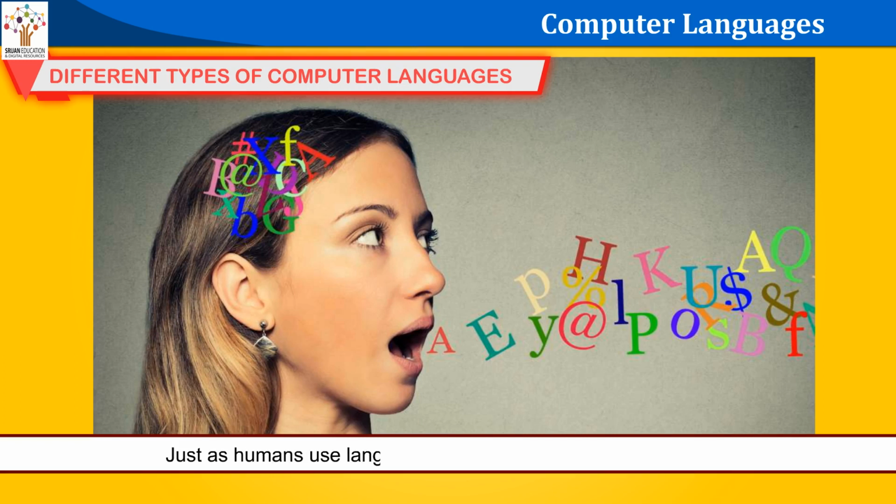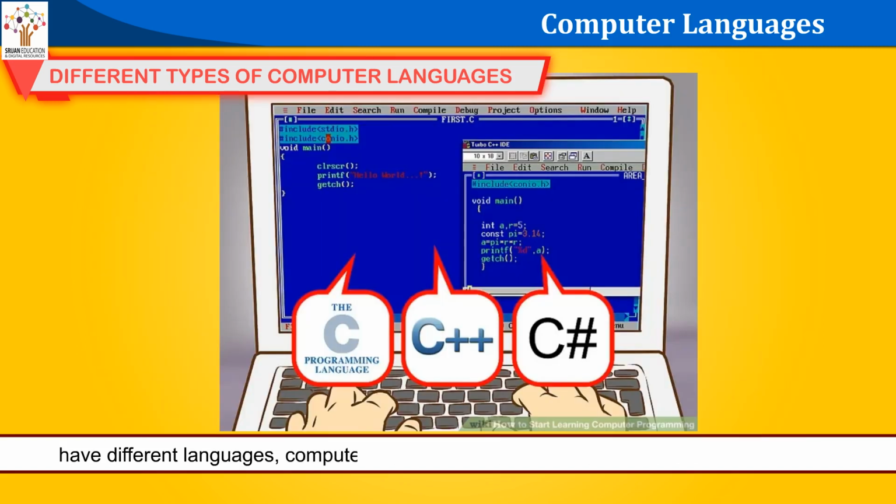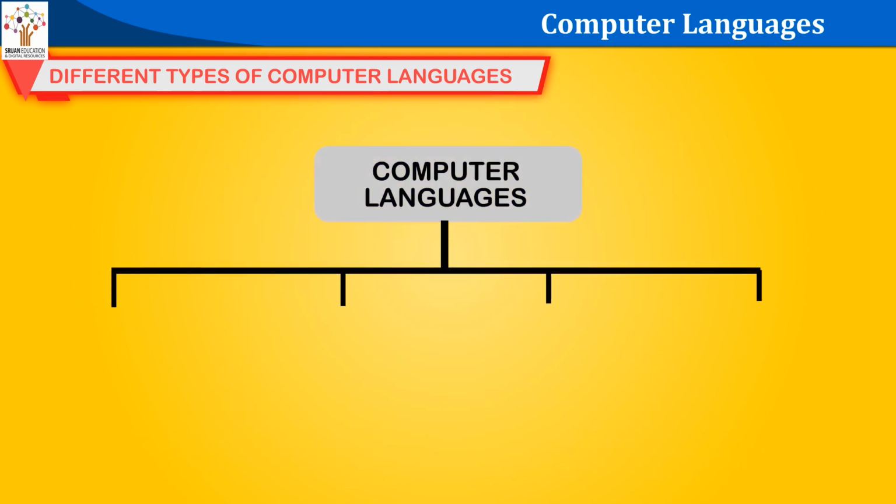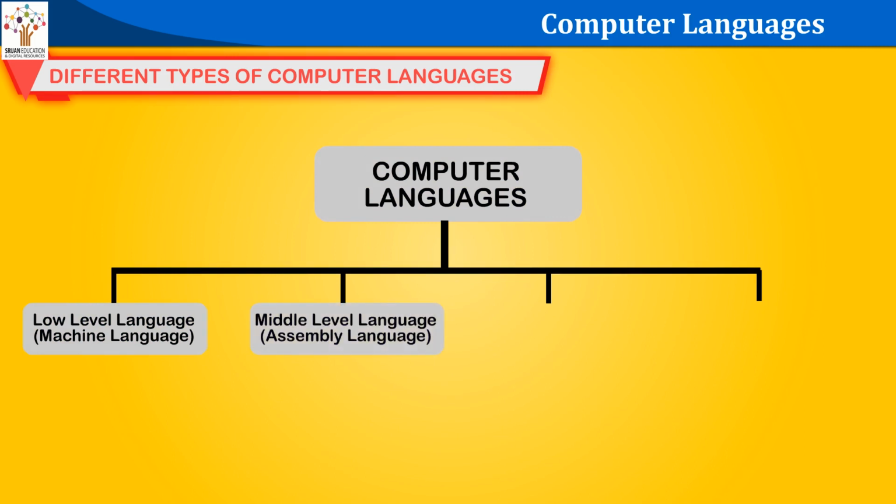Just as humans use language to communicate and different regions have different languages, computers also have their own languages that are specific to them. Different kinds of languages have been developed to perform different types of tasks on the computer. Basically, languages can be divided into 4 categories according to how the computer understands them. Computer languages: low-level language, machine language; middle-level language, assembly language; high-level language, 4th generation language.